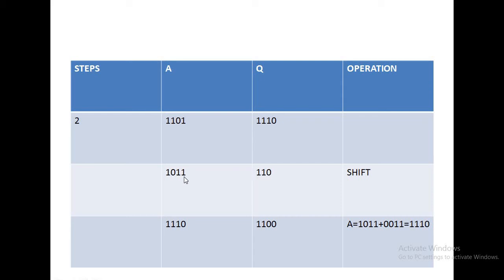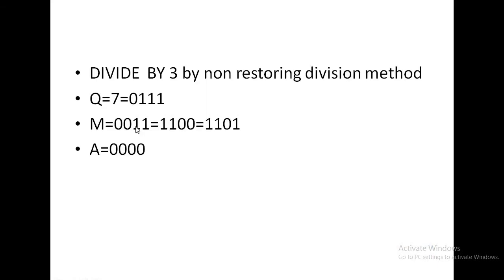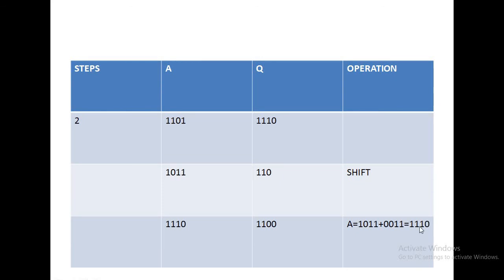Then perform A is equal to A plus M. Why am I performing A is equal to A plus M? Because the sign bit of A is 1. So I perform A is equal to A plus M. Value of A is 1011 and M value is 0011. So what is the result? 1110. Then sign bit of A is 1, MSB bit is 1. So Q0 value is 0.